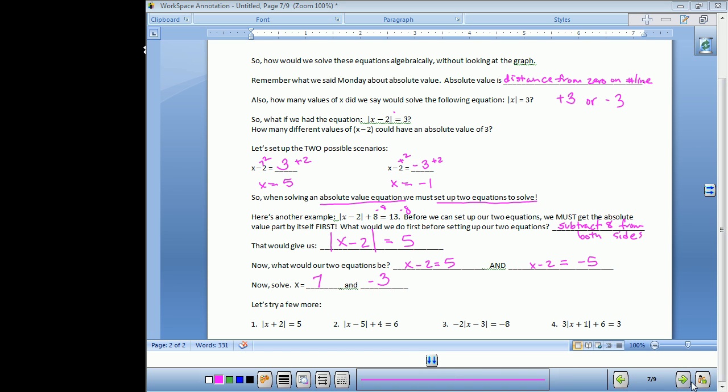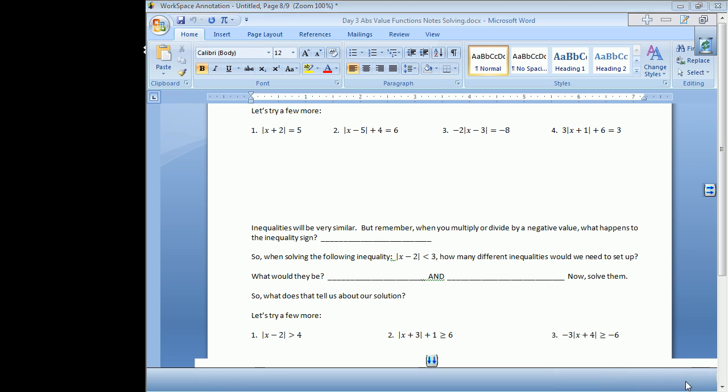Let's try a few more. Alright, so do you see this one? The absolute value is already by itself. So what we do is we take the absolute value equal to the positive, because if all this were positive 5, it would work. And then we take the absolute value equal to the negative, because if all of this equaled negative 5, it works. Because the absolute value of negative 5 is 5. So here we get x equals 3, and here we get x equals negative 7.